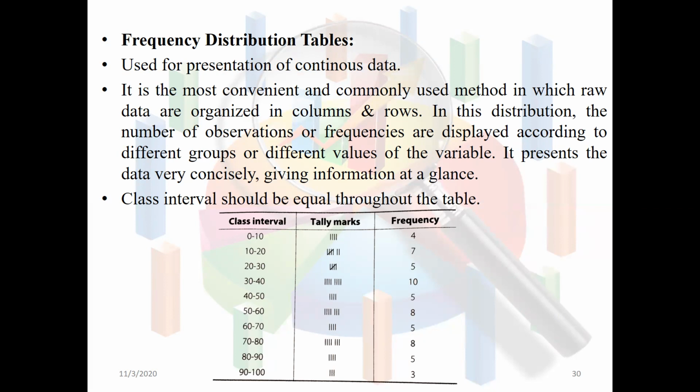Class interval should be equal throughout the table. Now we can see here that the class interval of students or pupils getting marks between 0 to 10 is 4, and the frequency is also 4.